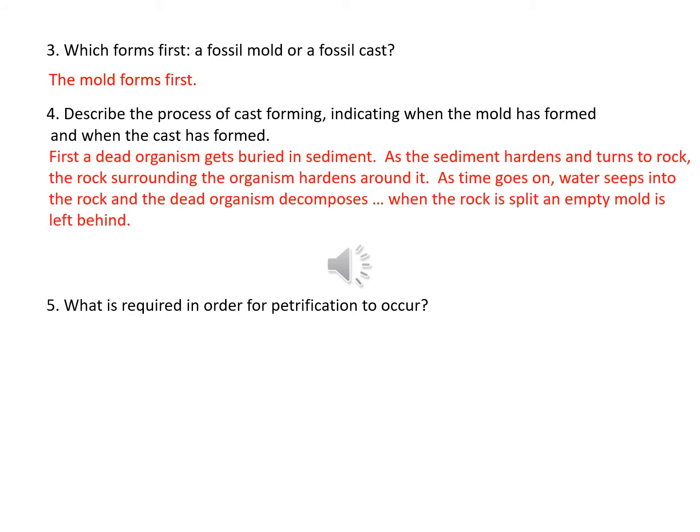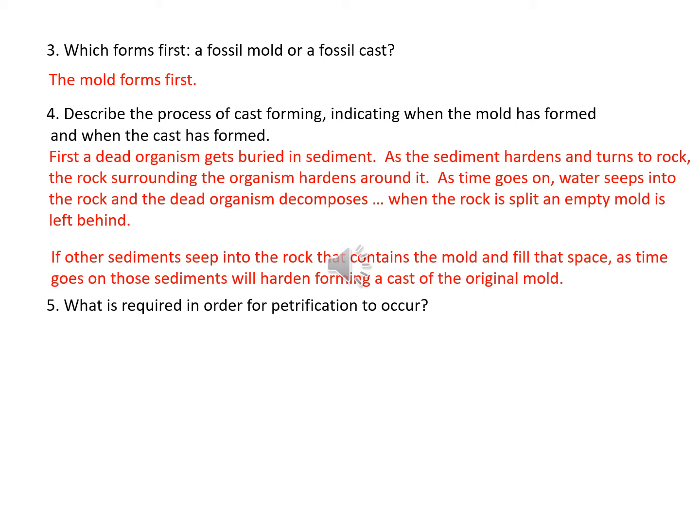First, a dead organism gets buried in sediment, and as the sediment hardens and turns to rock, the rock surrounding the organism hardens around it. As time goes on, water seeps into the rock and the dead organism decomposes. When the rock is split, an empty mold is left behind. If other sediments seep into the rock that contains the mold and fill that space, as time goes on, those sediments will harden, forming a cast of the original mold.